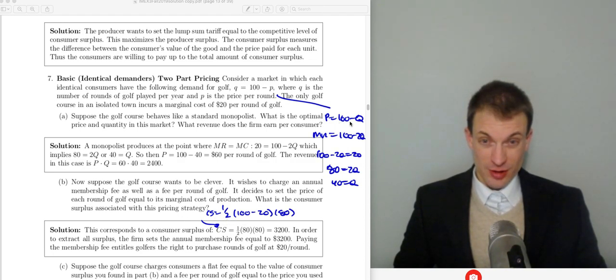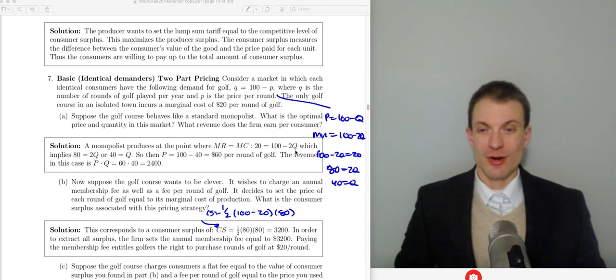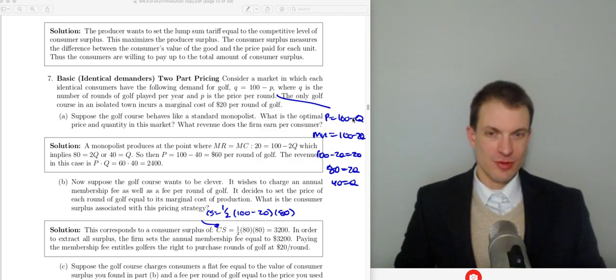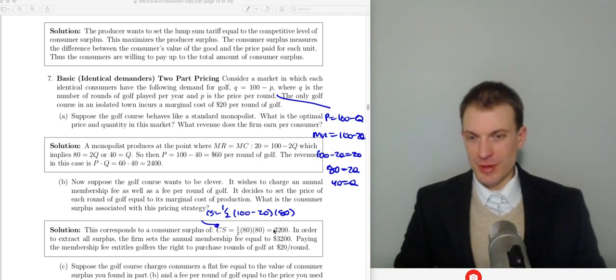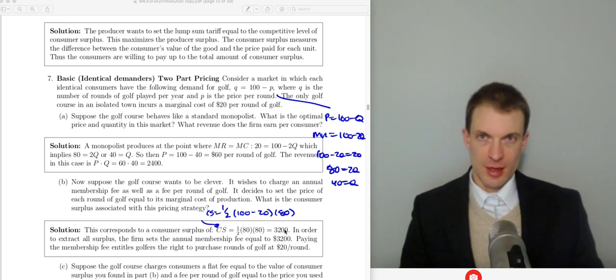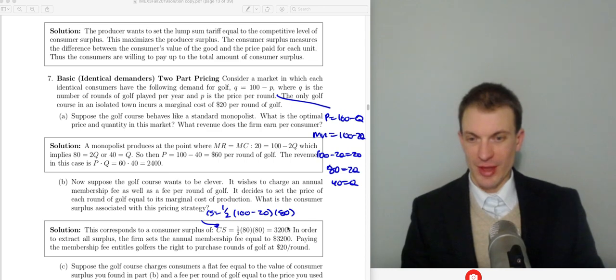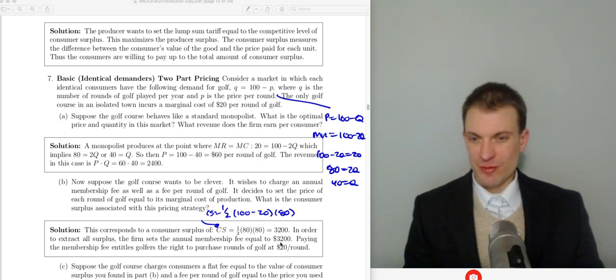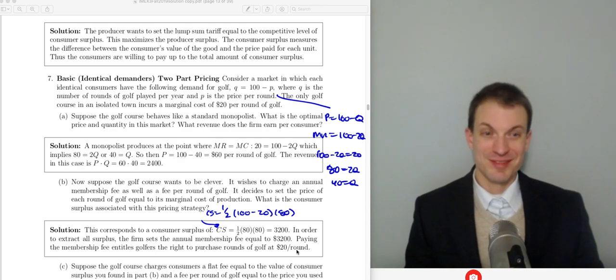Okay, well, 100 is going to be the vertical intercept of my inverse demand curve. 20 is going to be the height of my cost. So one side is going to be 100 minus 20, that's 80, times 80, which is my quantity. How do I know 80 is my quantity? Well, at a price of 20, the quantity is 80. Okay, so consumer surplus is going to be 3,200. When you set price equal to marginal cost, and marginal cost is 20, consumer surplus is 3,200, and my fixed fee would be 3,200. In order to extract all surplus, the firm sets the annual membership fee equal to 3,200. Paying the membership fee entitles golfers the right to purchase rounds of golf at $20 a round.